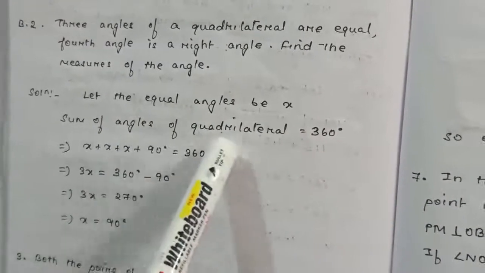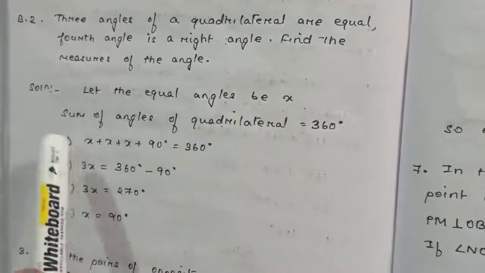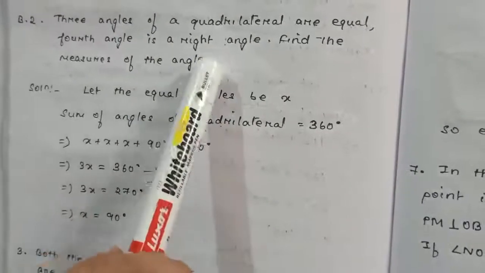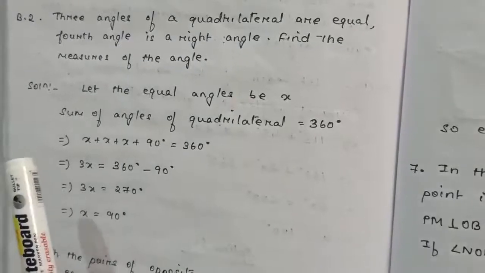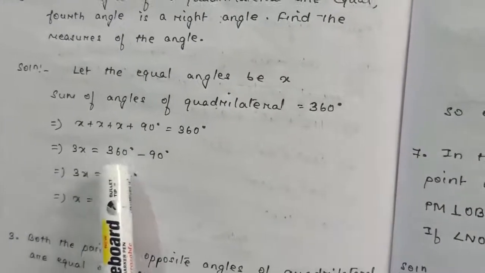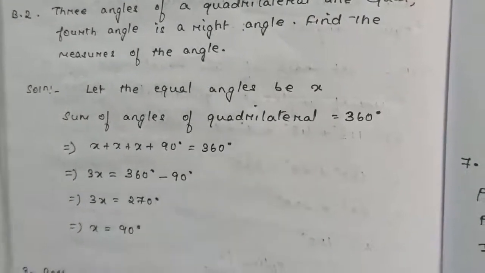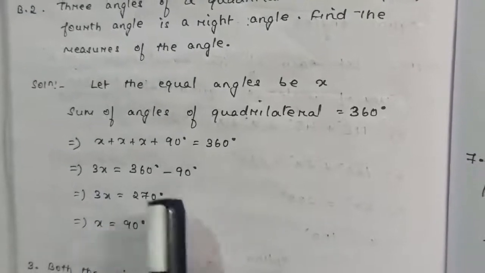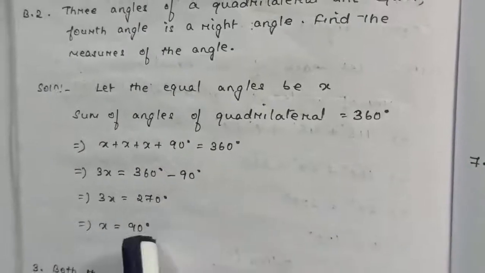We know sum of angles of quadrilateral is equals to how much? 360 degree. So since three angles are equal, so x plus x plus x plus the fourth angle is how much? It is right angle. Right angle means 90 degree is equal to how much? 360 degree. x plus x plus x is your 3x. 3x is equal to 360 degree minus 90 degree. So 3x is equals to 270 degree. x is equals to 270 by 3, that is 90 degree. Means each of the angles measured here is 90 degree.